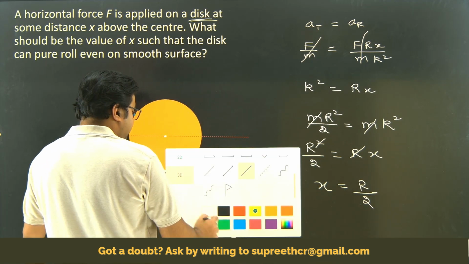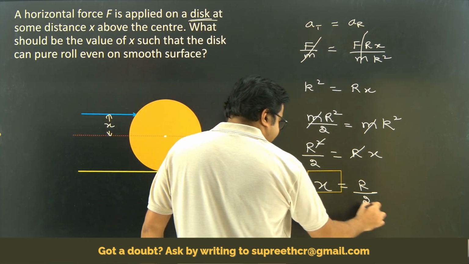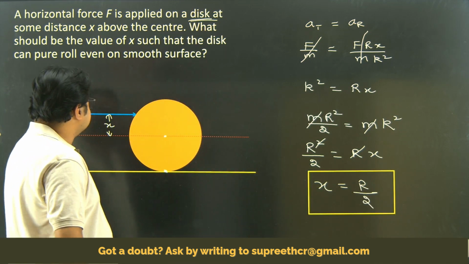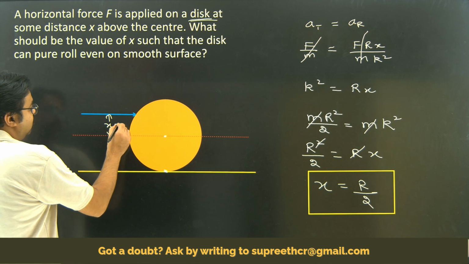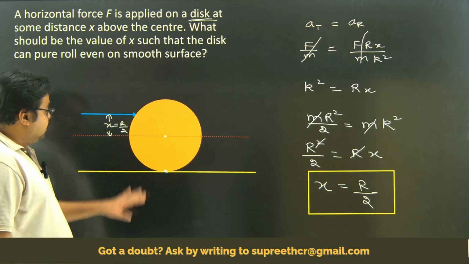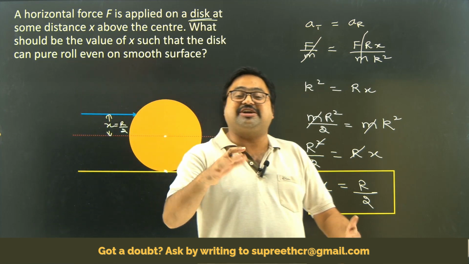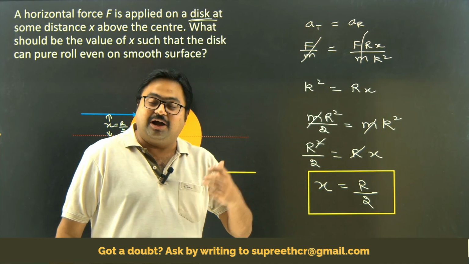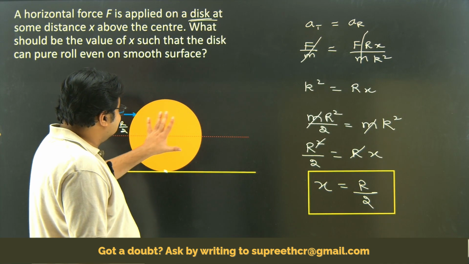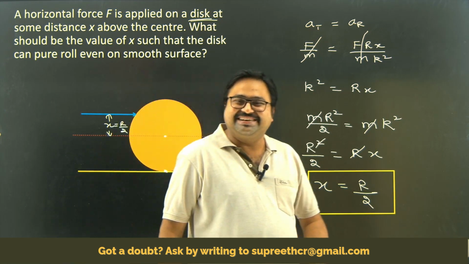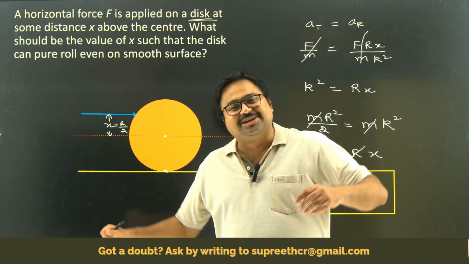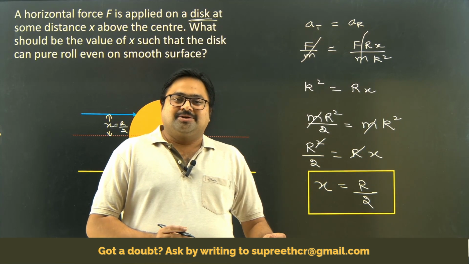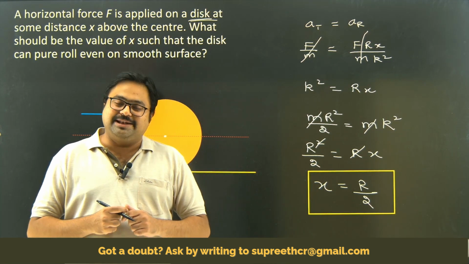X becomes equal to R by 2, which simply means that if you put the force above the center at a distance equal to R by 2, then this disk will not experience any frictional force, because the acceleration of the point of contact is 0, and because of which this will start pure rolling. Fascinating, isn't it? You don't really need frictional force for making a body roll, to put it in pure rolling motion. So more of this kind in the next video.